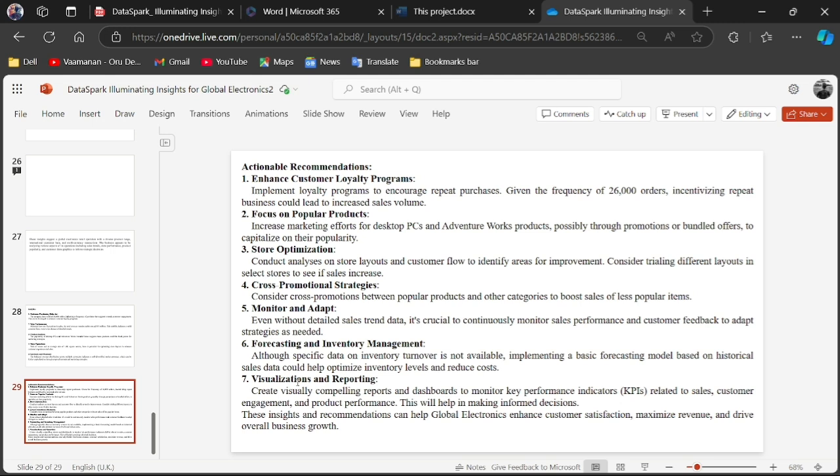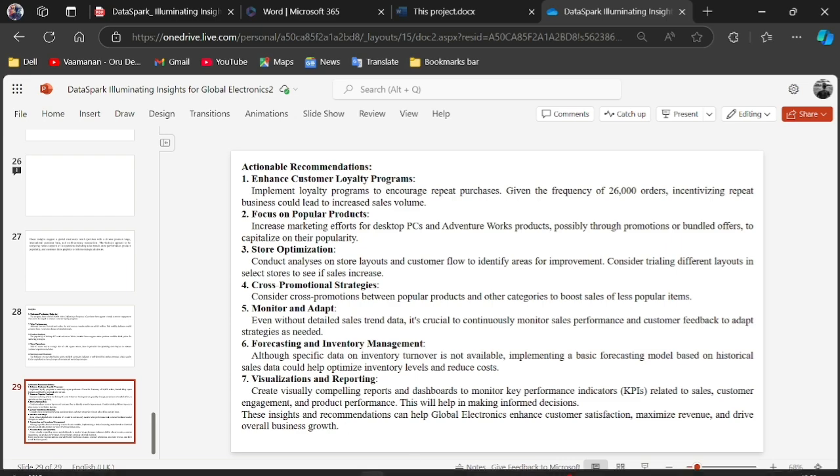Finally, visualization and reporting. Create visually compelling reports and dashboards to monitor key performance indicators. Key performance means if something performed well in one stage, that's a key performance, like the product sold. We saw this in this visualization, right? Like that, sales, customer engagement, and product performance. These insights and recommendations can help Global Electronics enhance customer satisfaction, maximize revenue and drive overall business.